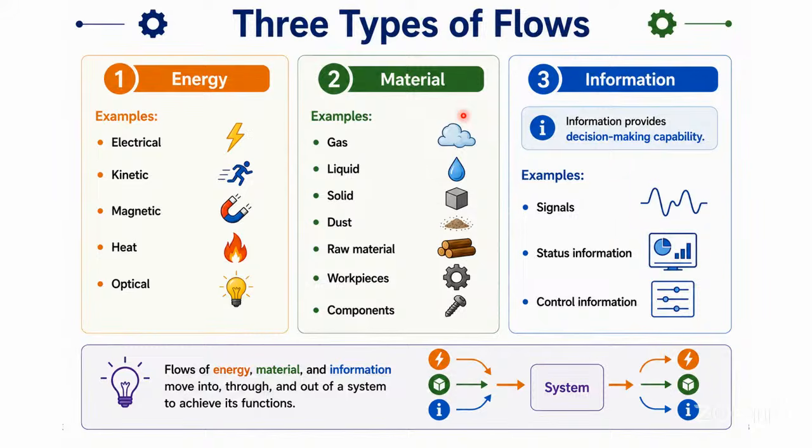So to summarize, it can be written like this: you have a system, then you have three input flows, that is energy, material and information. On the output also you have these three categories as output, that is energy, material and information. So it is flow of energy, material and information into the system. It goes through the system and comes out of the system as output to achieve its functions.